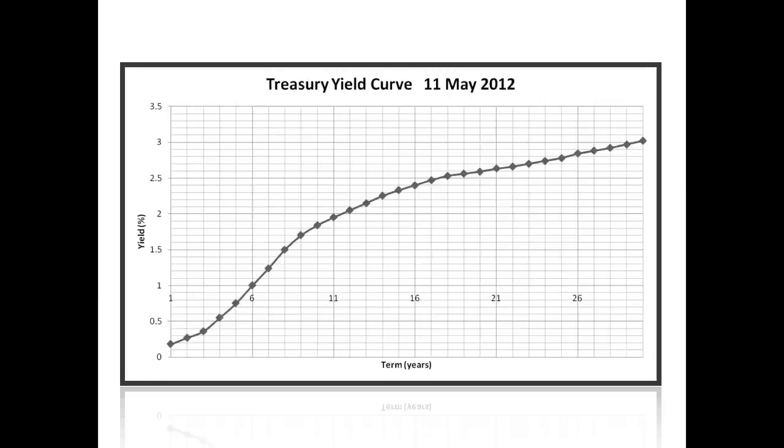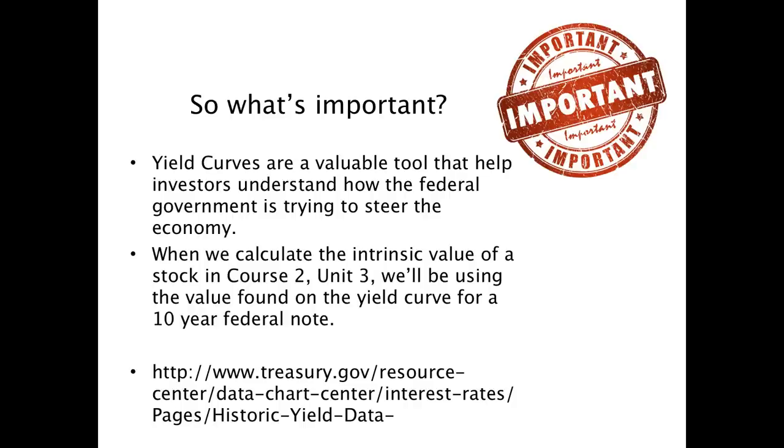But if you look at that 1 year mark for the yield, you can see it's below 0.5%. So that's extremely low. And as you look out to the 30-year, it's only 3%. So that's where we're at in our current market condition on 11 May 2012. So what's important about those yield curves?